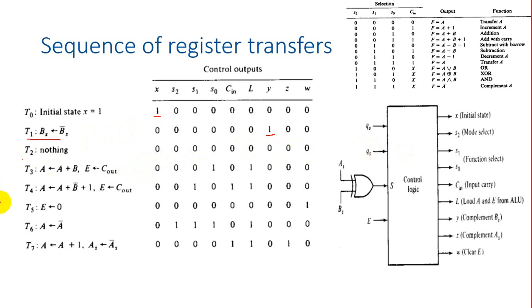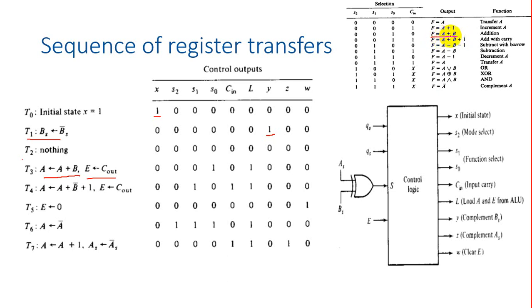At T3, what do you do? At T3, look at what here. A plus B, addition operation goes to A, and carry out goes to overflow bit. So what is A plus B goes to A? Addition operation. Look at over here. This is the table for the arithmetic logic unit. Look at over here. Function A plus B. Okay, and carry out goes to E.